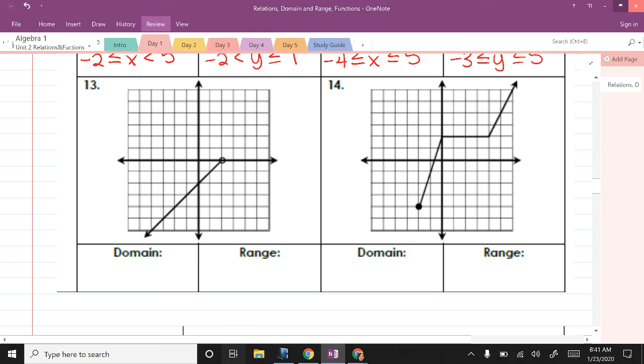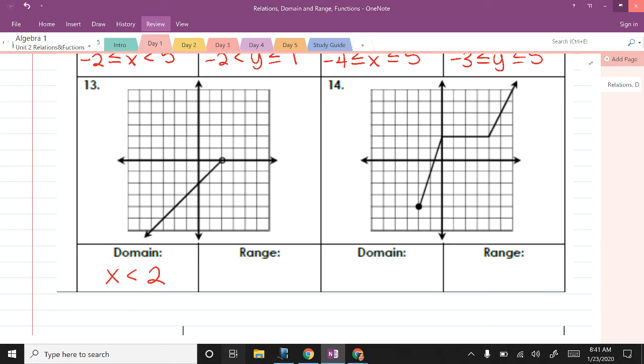All right, so domain, do the x's go forever in both directions? No. It is to the left, but it stops right here, right? What is that x value? The x value is 2. So what do you think the domain's going to be? It's less than 2. Is it less than or equal to? Less than. Yes, the x's are numbers that are less than 2. Very good. And it does not include it, right? Because it's an open circle.